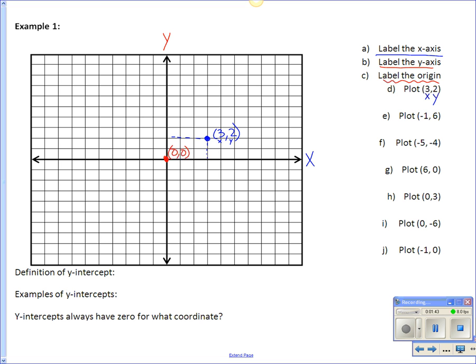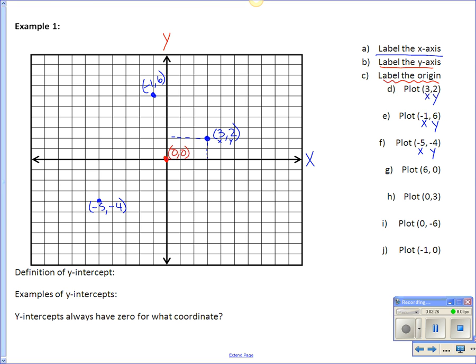The next point, -1, 6, label that X and Y. Since it's -1, you're going to go left 1 and then up 6. -1, 6. So you always start back at the middle for each new point. The next point, -5, -4. You're going to go left 5 because it's negative. 1, 2, 3, 4, 5, and down 4. 1, 2, 3, 4. So -5, -4. Left 5 and down 4.